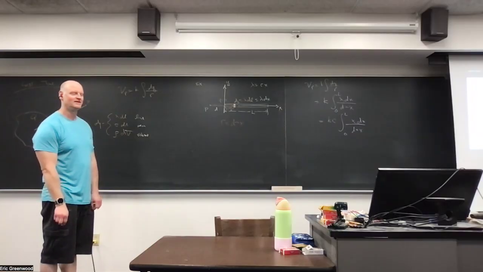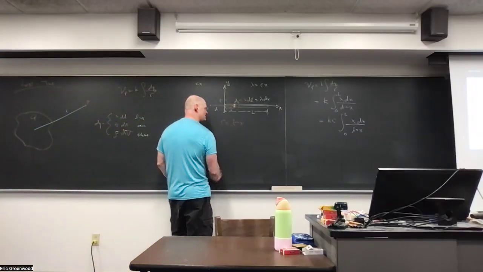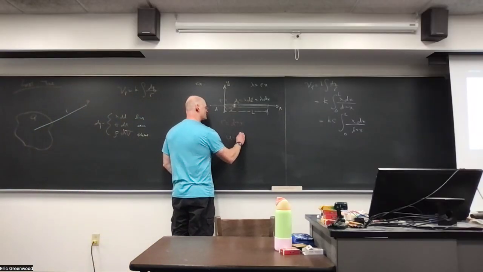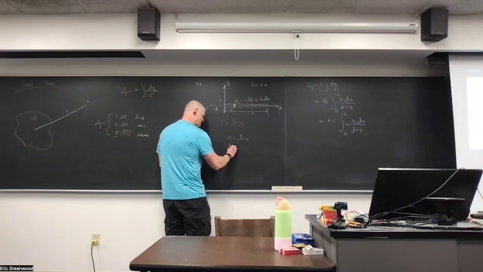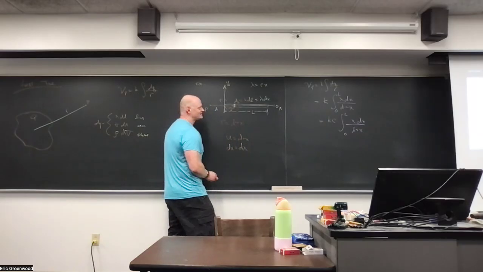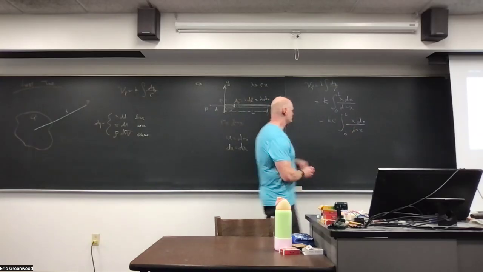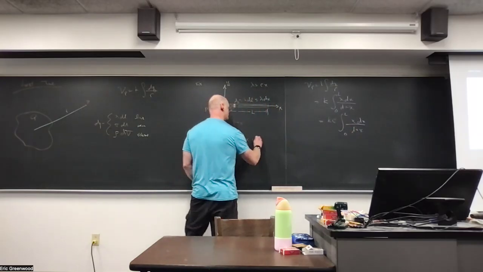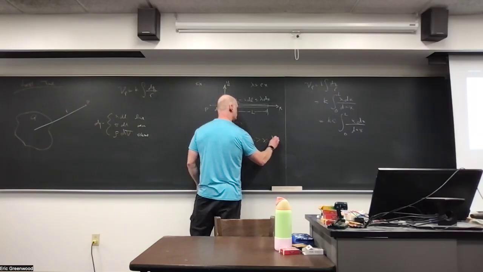Everybody's doing okay? The easiest way to solve this, of course, is the u-substitution. So let's use u-sub. u is going to be d plus x, which means du is going to be dx. Now on top, I have an x, so I have to replace that x with u. So this tells me that x is going to be equal to what? u minus d.